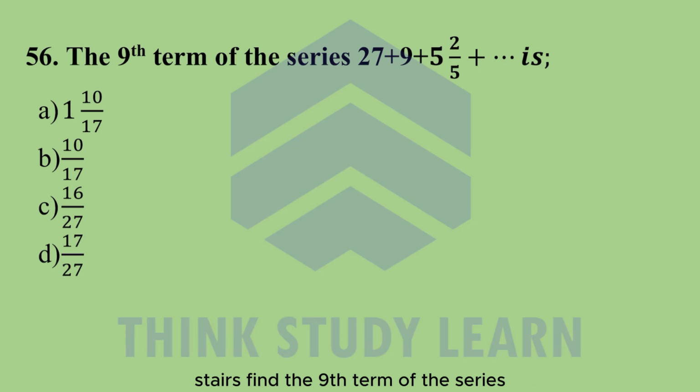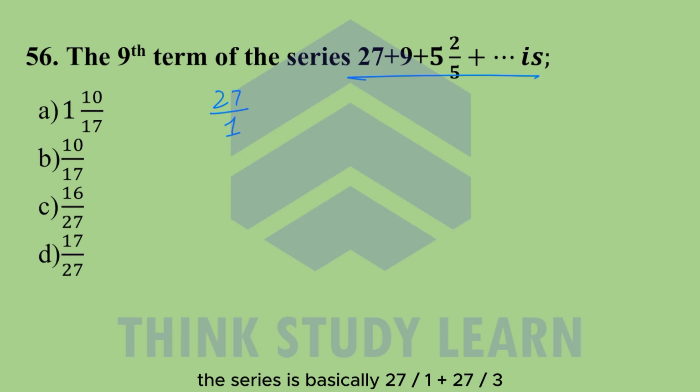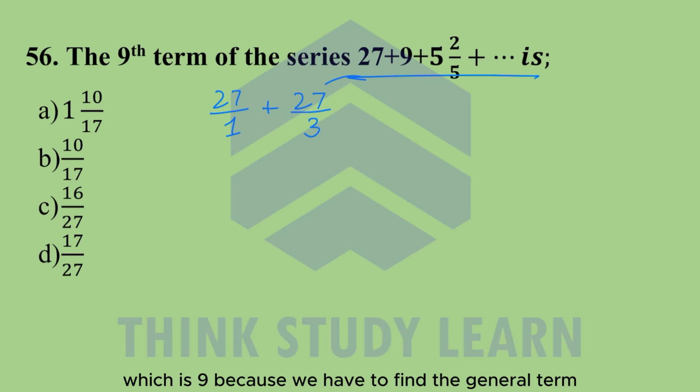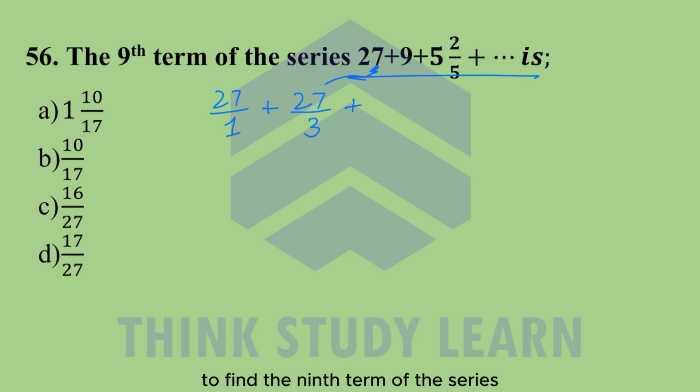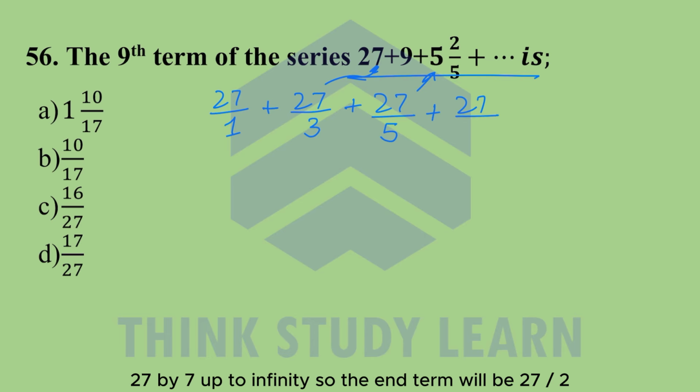The next question states, find the ninth term of the series 27 plus 9 plus 5 2 by 5 plus up to infinity. Looking at the series here, the series is basically 27 divided by 1, plus 27 divided by 3, which is 9, because we have to find the general term to find the ninth term of this series. The series goes to 27 by 5, which is equal to 5 2 by 5, 27 by 7, up to infinity.